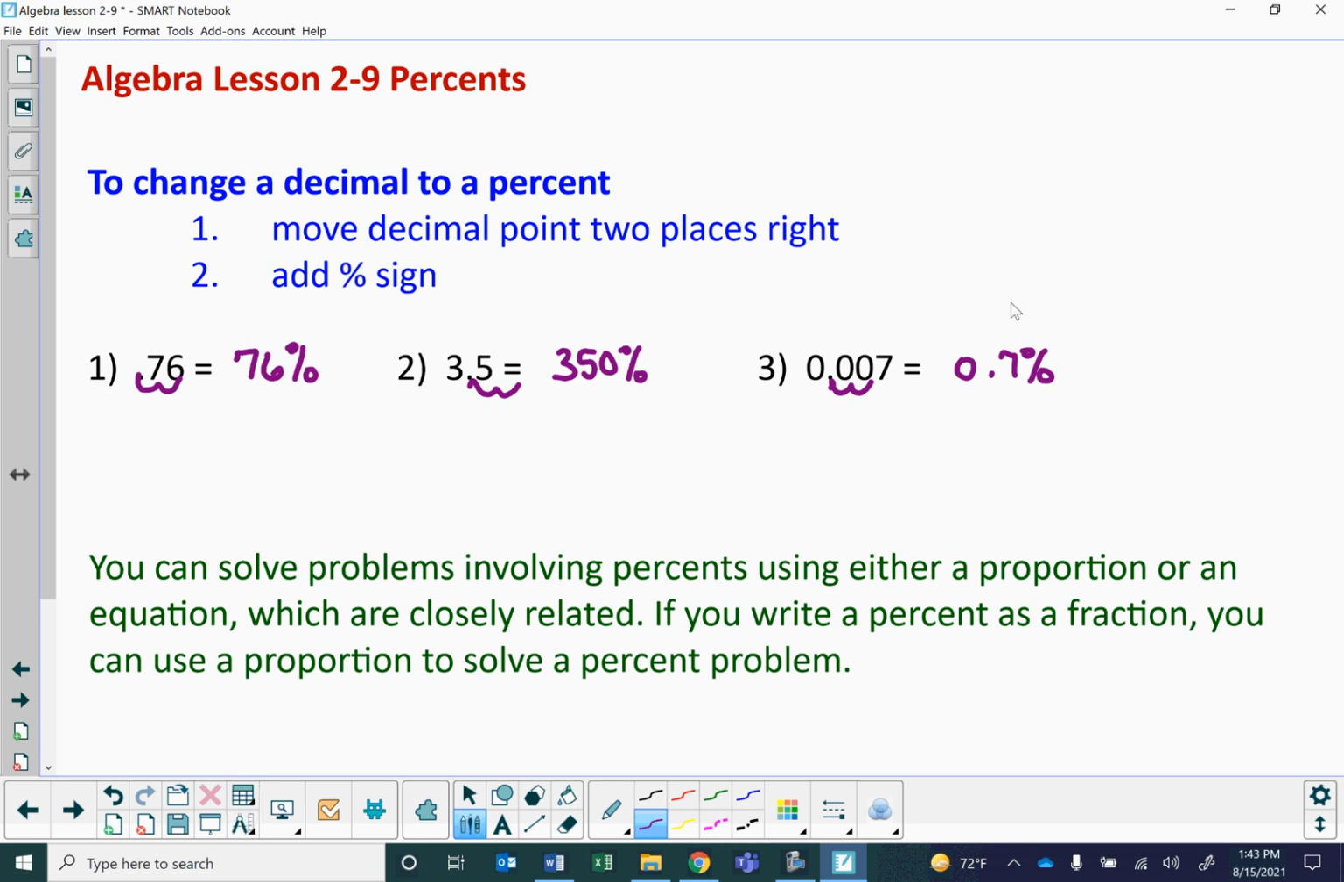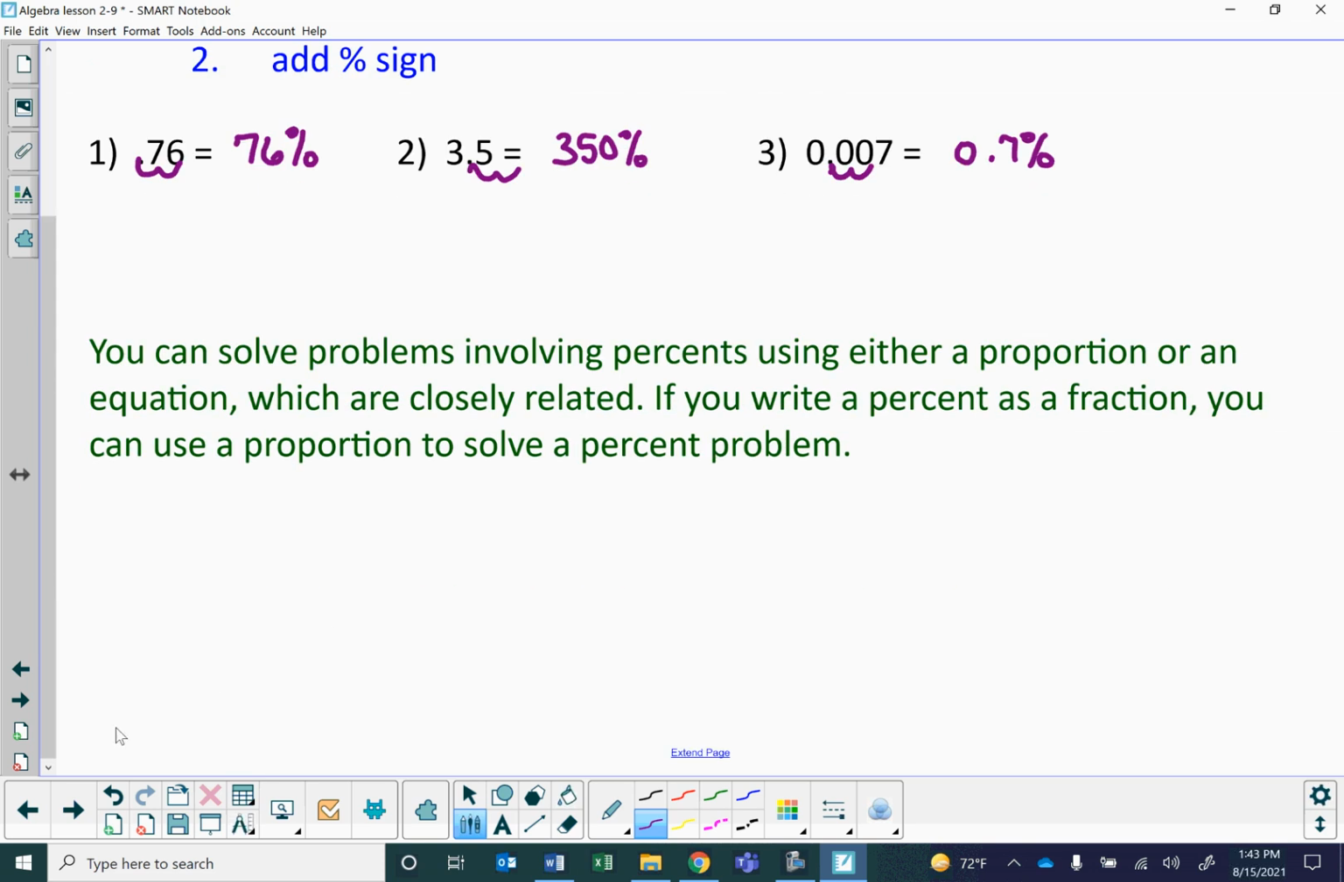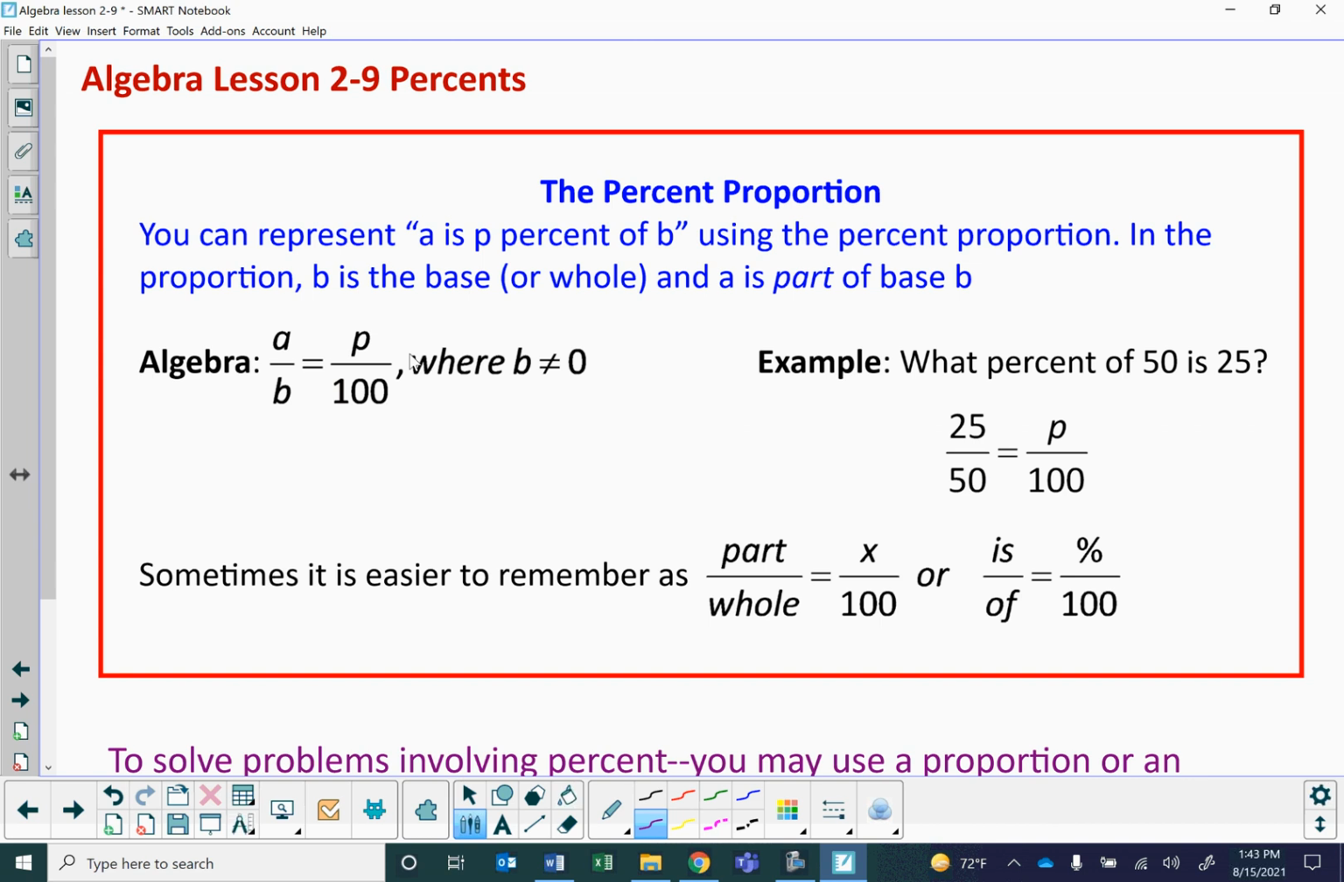Now, here's something that's really, really important. Some of you are going to understand the equation part better, and some of you are going to understand the proportion part better. Do what works for you. I'm just going to tell you that the proportion works really well if you can't remember what you're supposed to do with your percent. If you can't remember, oh, do I need to change this to a decimal first? Do I need to change my percent to a decimal? Do I need to change my decimal to a percent? I can't remember. So you can think of the percent proportion as a simpler way to solve things.